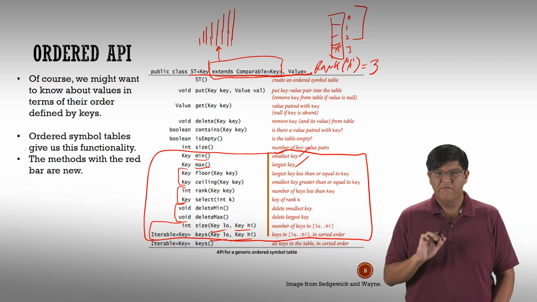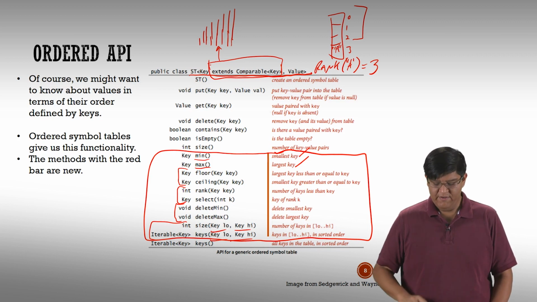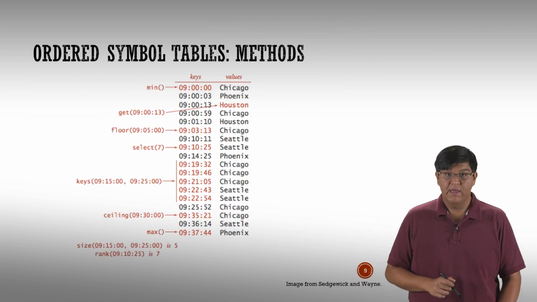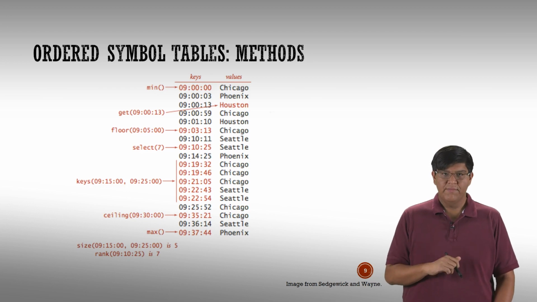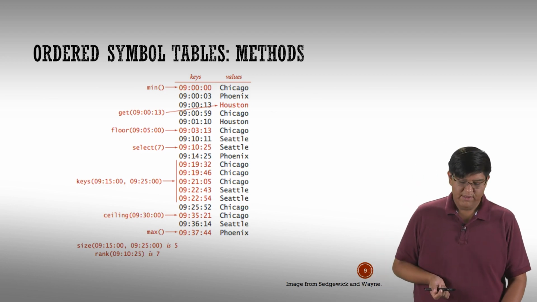All right, so this is our overview. This is our API. Again, all this stuff in the red box is brand new. So we have a little bit of an idea how this stuff looks. Let's take a look at a trace for this thing. Here we have some data, which is a little more interesting than what we had before. We have times and locations. Times are our keys, and our values are locations. So let's take a look.